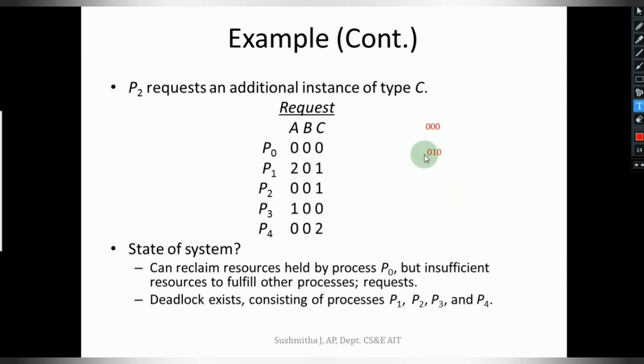Now with 010, can I satisfy P1? No, it is false again. Can I satisfy P2? No, it is false again. Can I satisfy P3? No, it is false again. Can I satisfy P4? No, it is false again. So now what is happening? P1, P2, P3, P4 are in a deadlock state. So there exists a deadlock with these four processes.